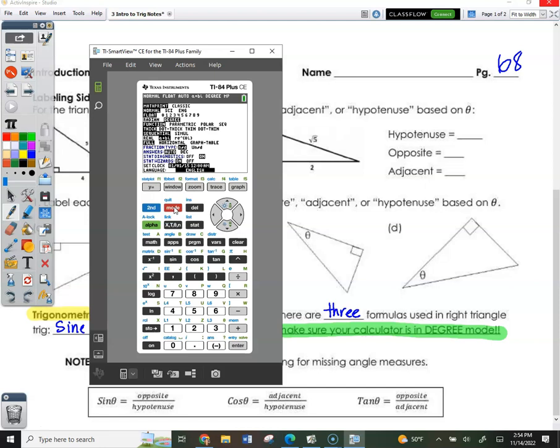Okay, your calculator should be in degree mode. If it's not, you're going to get the wrong answer, and I just told you how to change it. Hit the mode button. You arrow down to where it says degree. Move the cursor to where degree is flashing. Hit enter. Then you can clear out of that.